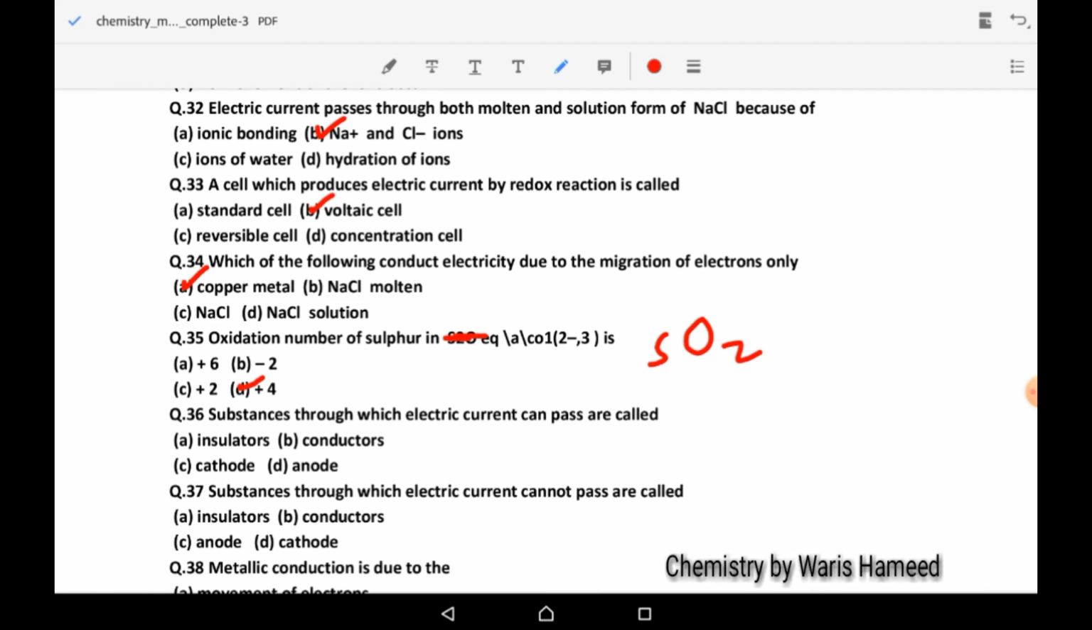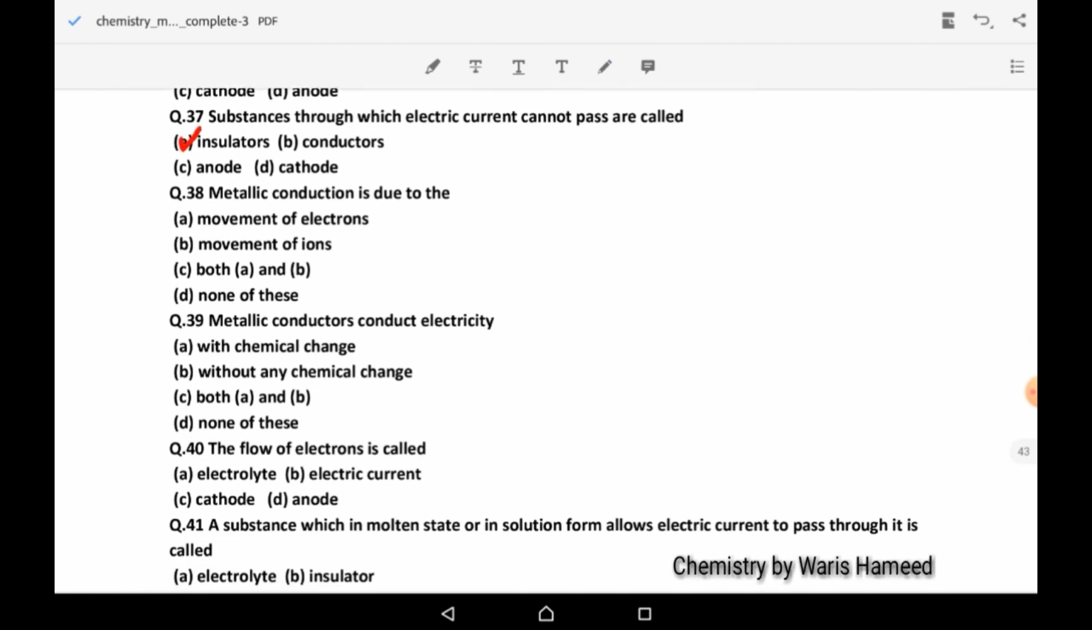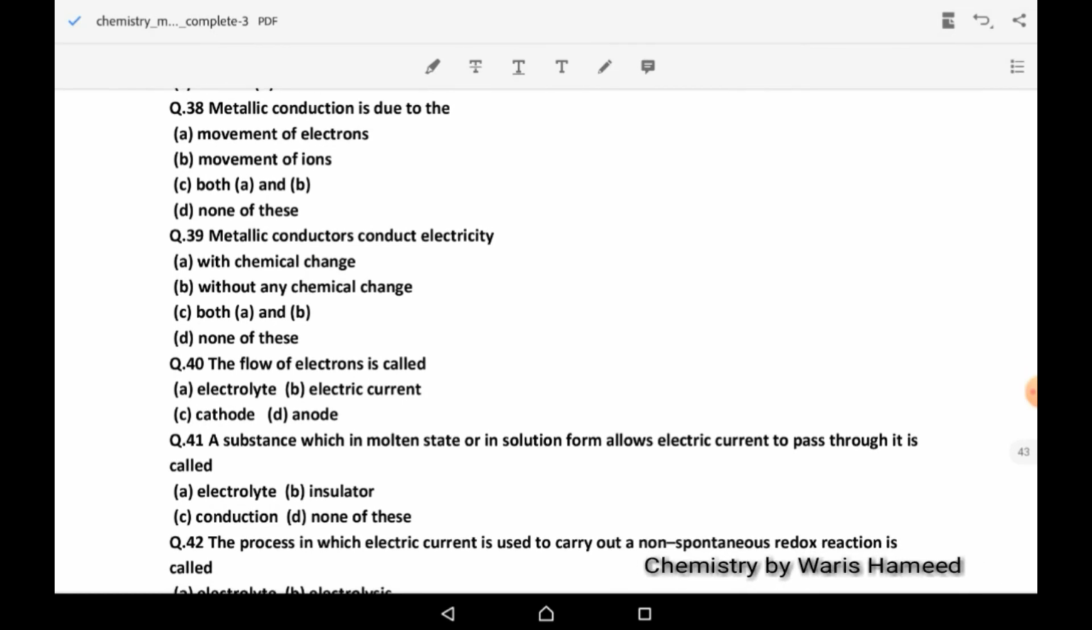Substances through which electric current can pass are called conductors. Substances through which electric current cannot pass are called insulators or non-conductors. Metallic conduction is due to movement of electrons. Metallic conductors conduct electricity without any chemical change. The flow of electrons is called electric current.